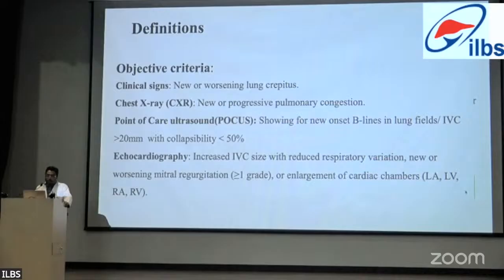So objectively, after the patient has the symptoms, we have defined those who are having new onset lung crepitus, in the chest X-ray new or progressive pulmonary congestion, and the FOCUS showing new onset B lines, with the IVC showing more than 20 mm with collapsibility of less than 50%. We have done repeat echocardiography also in these patients, where an increased IVC with reduced respiratory variation and new or worsening MR or enlargement of the cardiac chamber were evaluated.